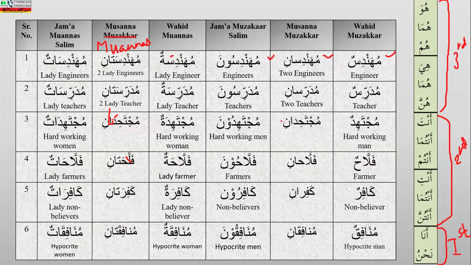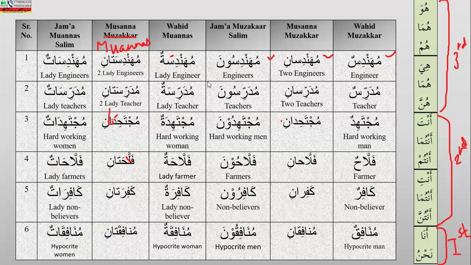Nida, tell me the last one, munafiqun, using all pronouns. Miss, munafiqun, I can't see here. Pardon? Is this in the list? Yes, huwa. This is munafiqun. You use huwa munafiqun, huma munafiqani.